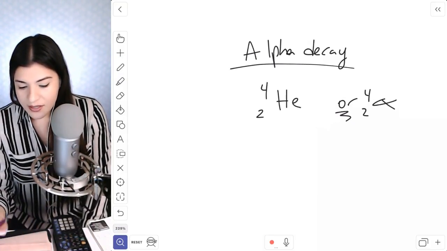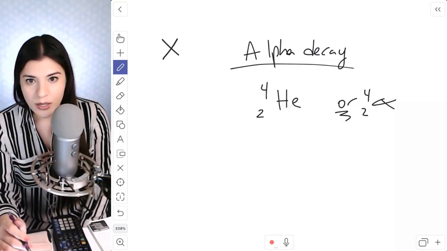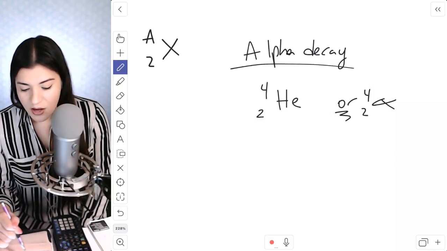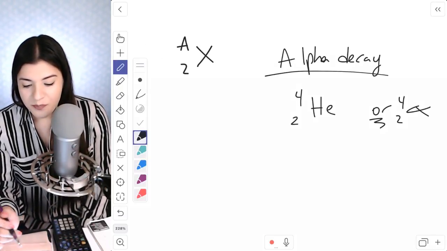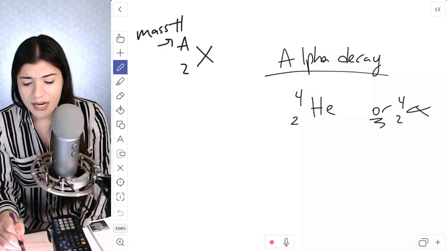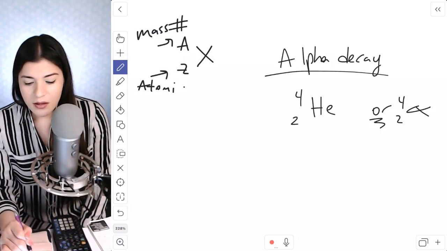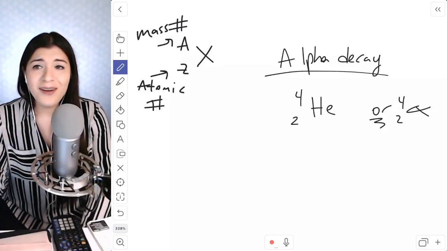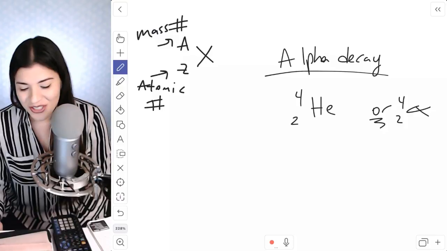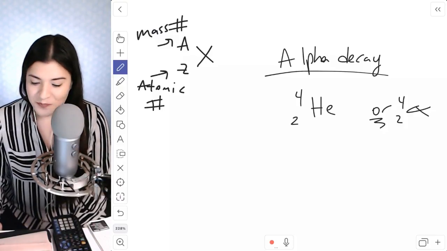Now, real quick, guys, when you're doing alpha and beta decay, this goes back to remembering which one is which, okay? So what is the atomic number and what's the mass number? Well, A is actually going to refer to the mass number, and Z is going to refer to the atomic number. I wish that they made it more obvious, but they didn't do that, unfortunately. But Z actually means atomic number and A actually means mass number.